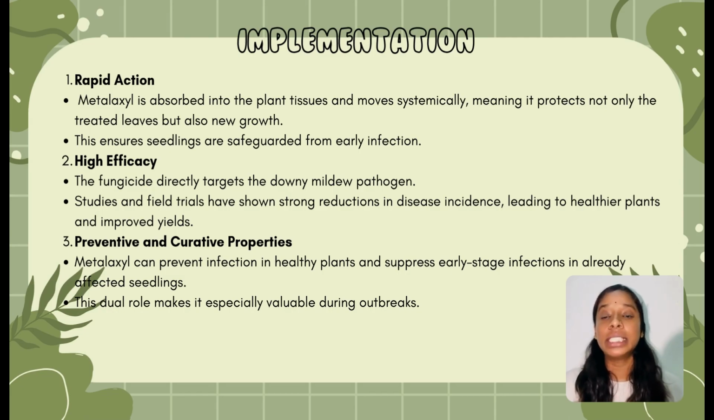For maize affected by downy mildew, the most effective and widely recommended approach is chemical control using systemic fungicides, particularly metalaxyl. This fungicide is known for its rapid action. Once applied, it absorbs into the plant tissues and moves systemically. That means it doesn't just protect the treated leaves, it also safeguards new growth, which is essential during the vulnerable seedling stage. Metalaxyl also has high efficacy. It directly targets the downy mildew pathogen, and both lab studies and field trials have shown significant reductions in disease incidence. This leads to healthier plants and improved yields.